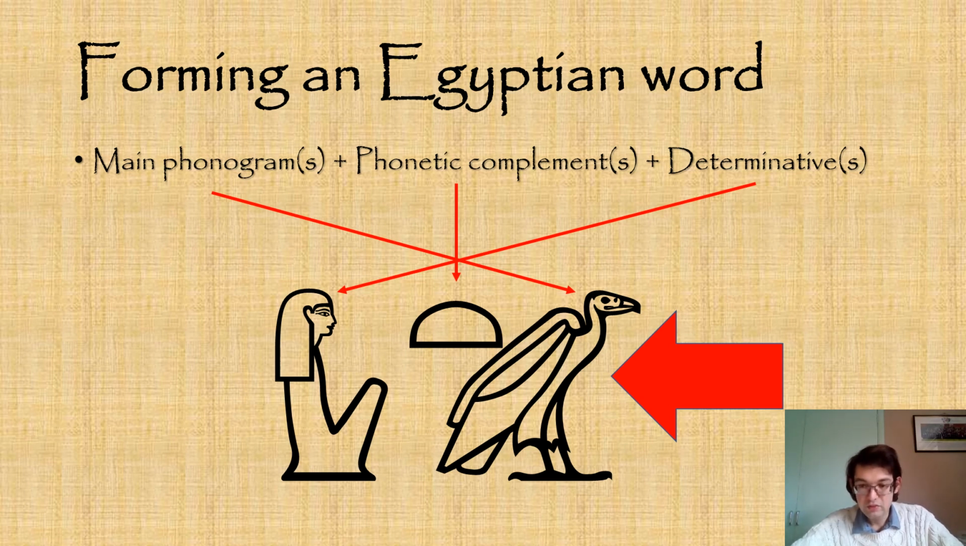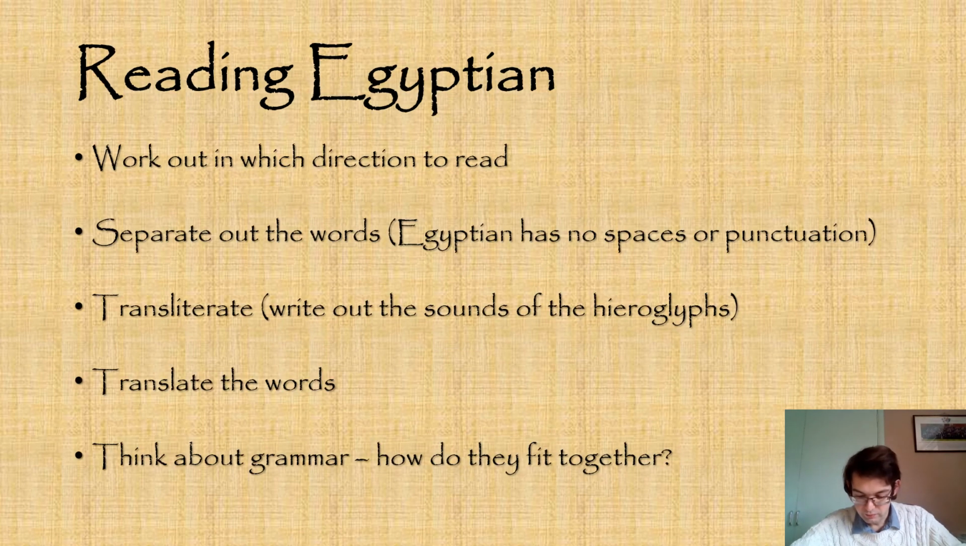So, let's now put everything together. We now know what Egyptian words are made up of, but the process of actually reading them in a sentence is made up of various stages. Let's summarize them. First, we work out the direction in which to read, always reading into the sign. Then, we look at the line of text and try to separate out the words. Egyptian has no spaces or punctuation, so we have to look at the signs to see where one word ends and the next one begins.